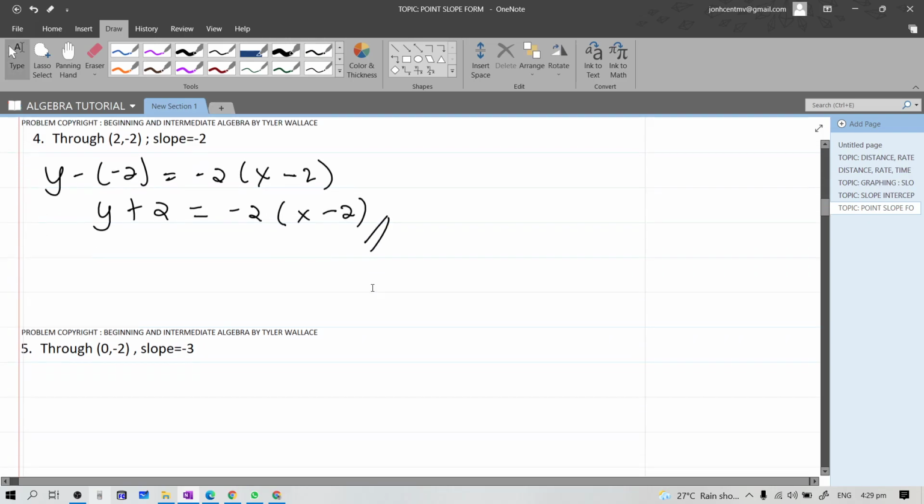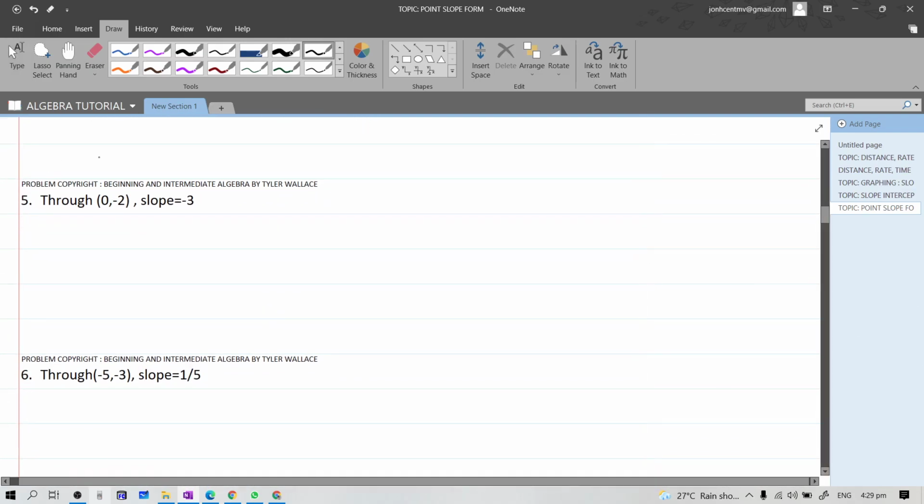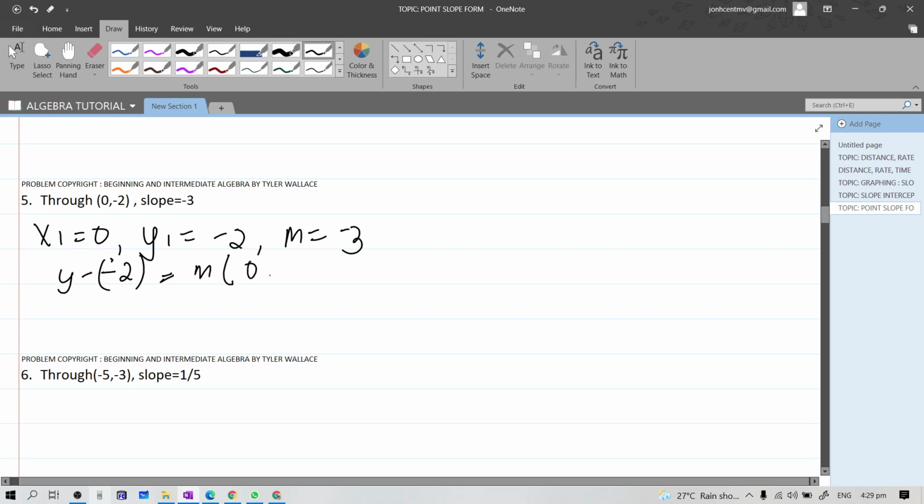Okay? Next, through 0 and negative 2, slope of negative 3. So, we have x sub 1 as 0, y sub 1 as negative 2, and m is equals to negative 3. So, we have y minus, what is your y sub 1? Negative 2. Then, is equals to m times x minus x sub 1, which is 0. Okay, so correction. X minus 0 siya.